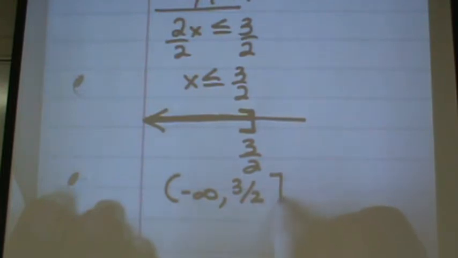So to graph the inequality would be at 3 halves, you would darken this side of the number line, and your answer in interval notation would be parenthesis, negative infinity, comma, 3 halves with a bracket.